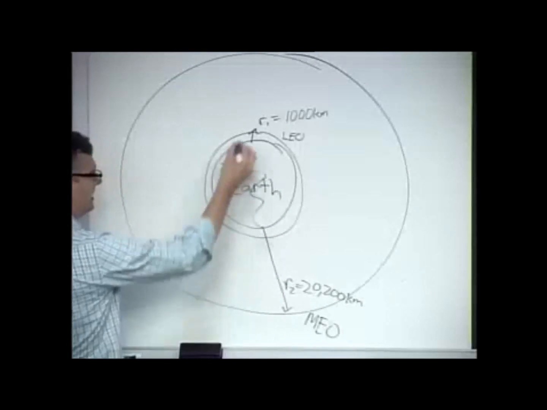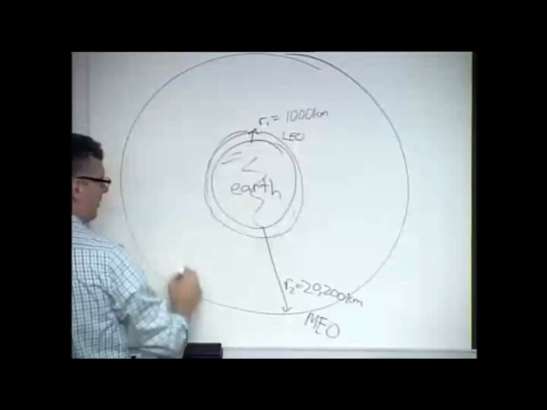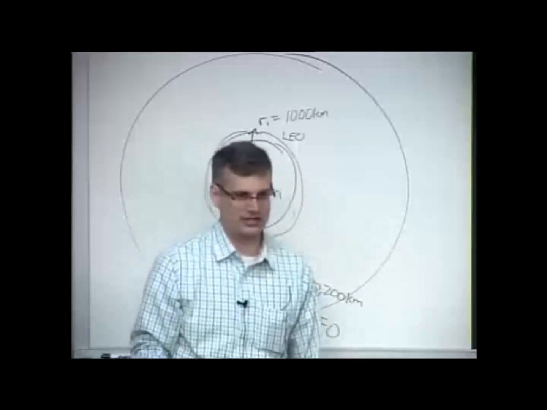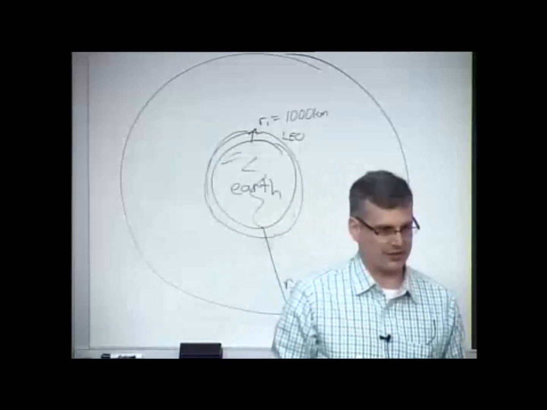So how do we get there? We're orbiting here. We've got to jump into this orbit. Well, there's a lot of different ways to do it. Nowadays, people talk about things like ion drives.